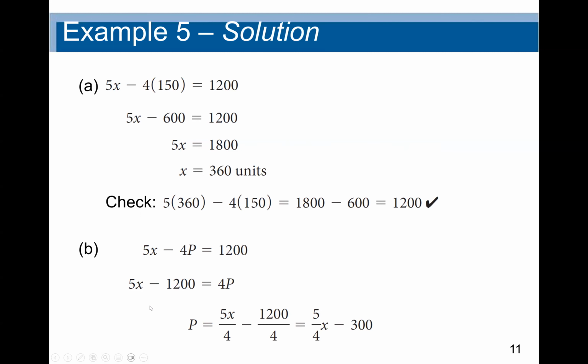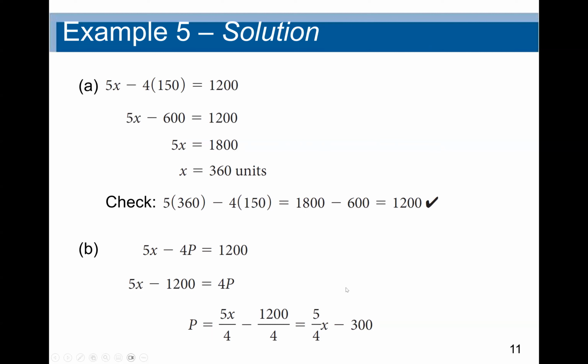So here we have our p value, remember it is 4p, so we divide everything by 4. So we get 5x divided by 4 minus 1200 divided by 4. And that will give us 5 over 4 x. 1200 divided by 4 will give us 300. And 4p divided by 4 will give us p. So that should be our solution.